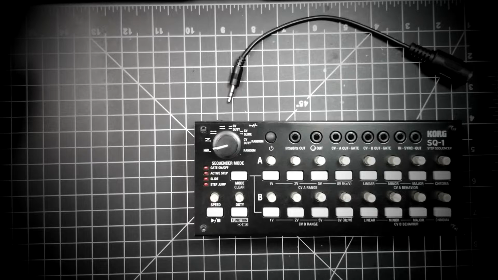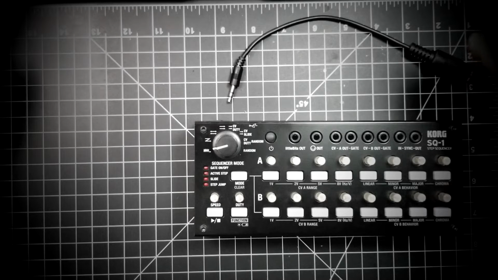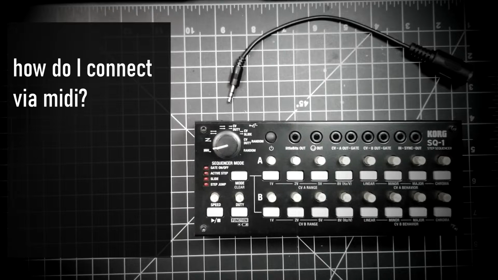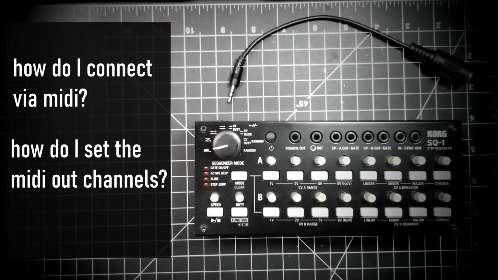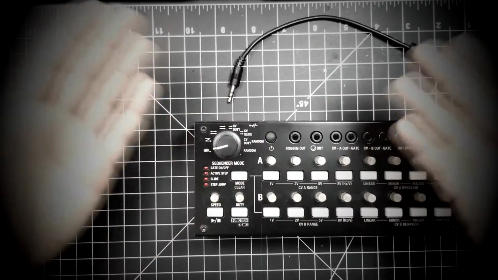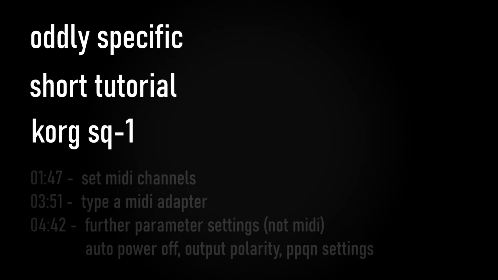One question I get asked in the comments of just about every video that I use the SQ-1 in is, how do I connect to MIDI and how do I select the MIDI channels? Well, in this video, we are going to look at exactly that question, as well as a few other functions in the global parameter settings. So in saying that, welcome to an oddly specific short tutorial featuring the Korg SQ-1.